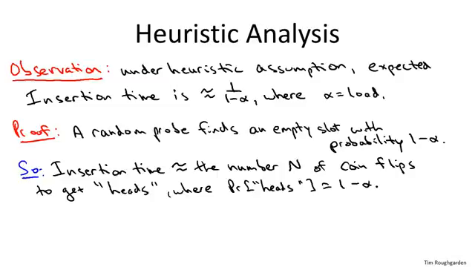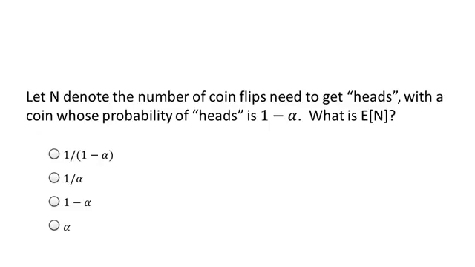So the next quiz will ask you to actually compute the expected value of capital N, the number of coin flips needed to get heads when you have a probability of heads of 1 minus alpha. As a hint, we actually analyzed this exact same coin flipping experiment when alpha equals a half, back when we discussed the expected running time of randomized linear time selection. All right, so the correct answer is the first one, 1 over 1 minus alpha.